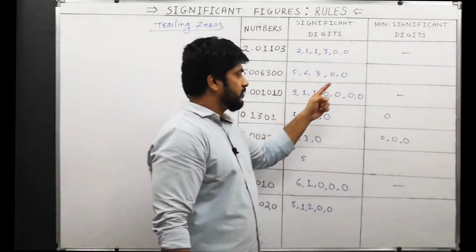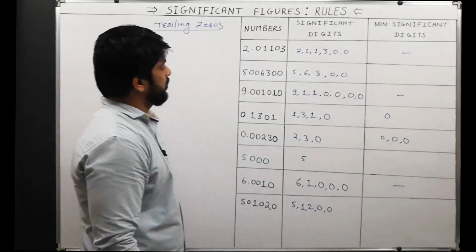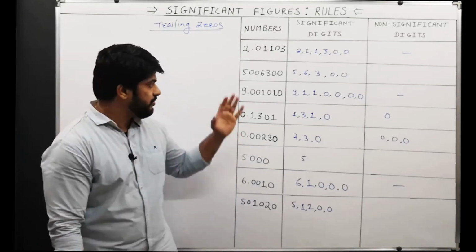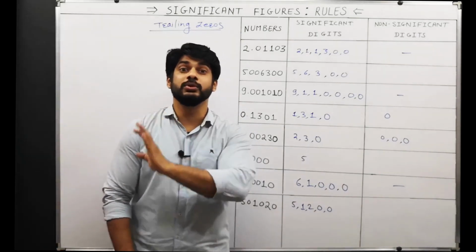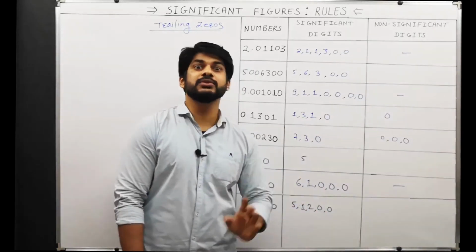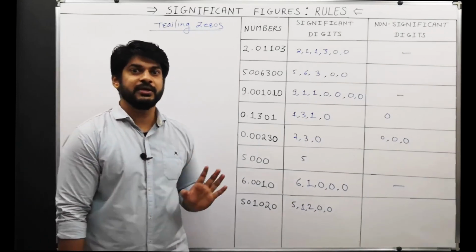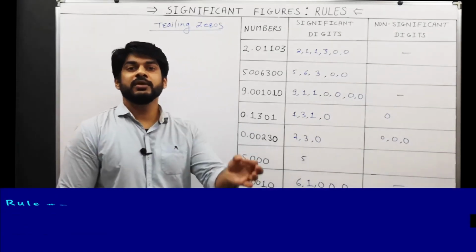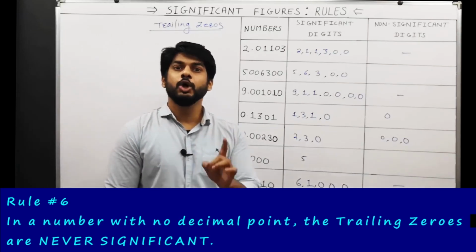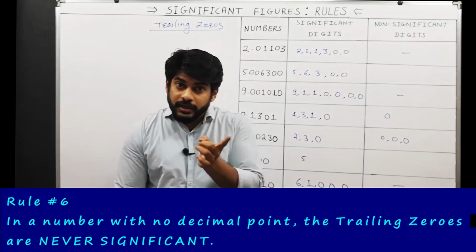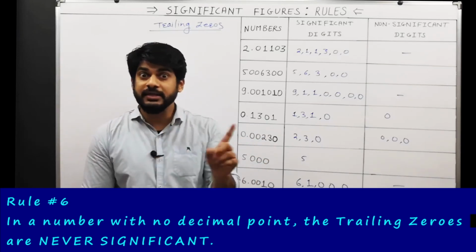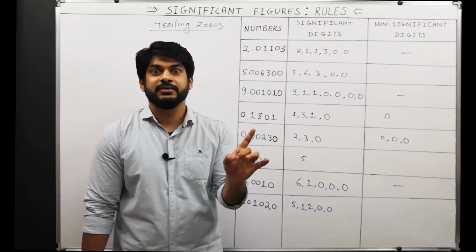Now we have to find out these remaining columns, and we still have to find out some significant digits, if any, in these numbers. Now the next rule. The next rule is about such numbers where there are trailing zeros but no decimal point. So the rule is very simple. In a number with no decimal point, the trailing zeros are never significant.